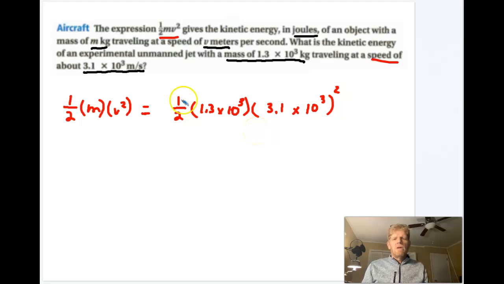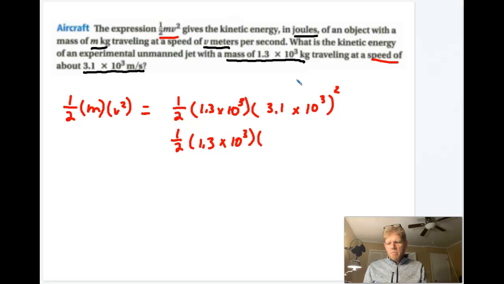That's important. So let's do the things that we can do, right? So if this is supposed to be squared, let's rewrite everything here. 1/2 times 1.3 times 10 to the 3rd. And then we have to deal with this. So 3.1 times 3.1 is going to be, I'm going to put it into my calculator, 9.61. So we raise this to the 2nd power, that's 9.61. And then 10 to the 3rd, raised to the 2nd is 10 to the 6th.